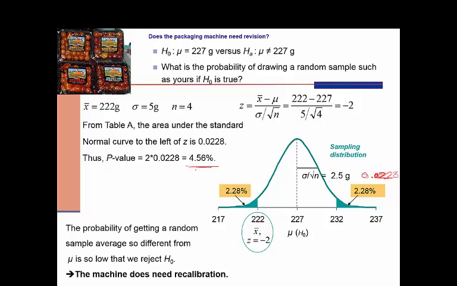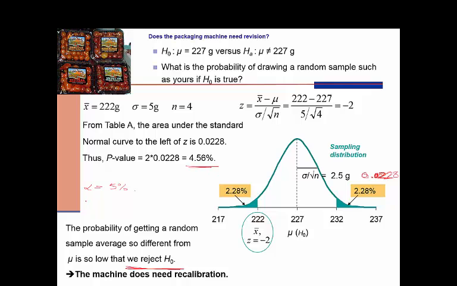Okay, and we compare that with alpha, right? If, let's say, we were doing this test at 95%, well then alpha would be 5%. Okay, and so the probability of you rejecting the null hypothesis is going to be 4.5%, which is less than 5%, and therefore we will reject the null hypothesis. So the machine does need recalibration.